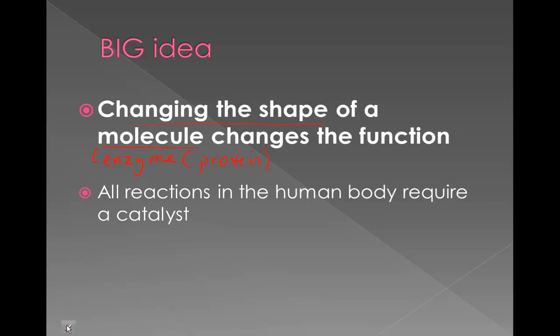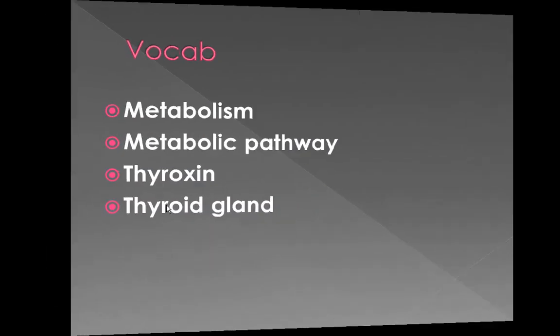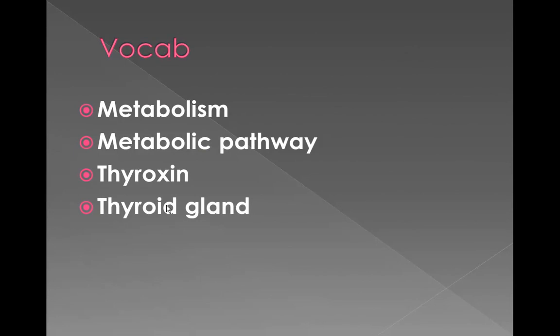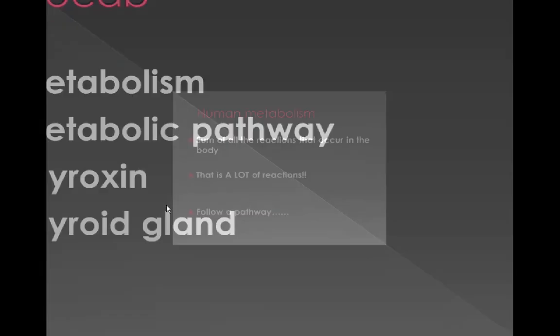In this intro part of the unit, we're looking at the reactions of the human body and how they are regulated by hormones. So, some vocabulary words. Metabolism is going to be the sum total of all the chemical reactions that occur in our body. A metabolic pathway is going to be a set of reactions that occur. Thyroxine is the hormone that we're going to discuss in this screencast, and the thyroid gland is the gland sitting on top of our trachea. We're going to see it in a diagram in a sec, that makes thyroxine.